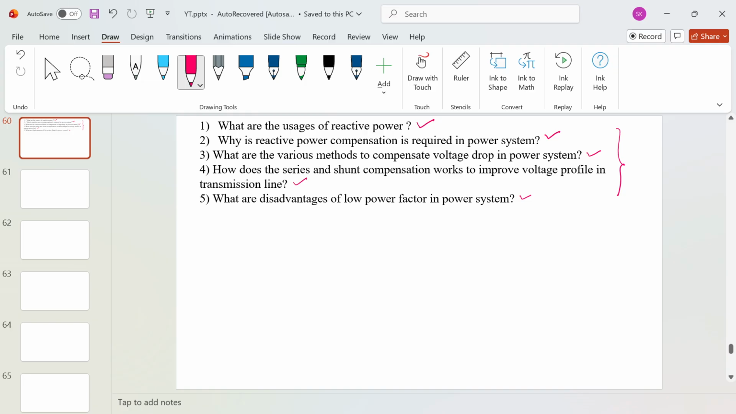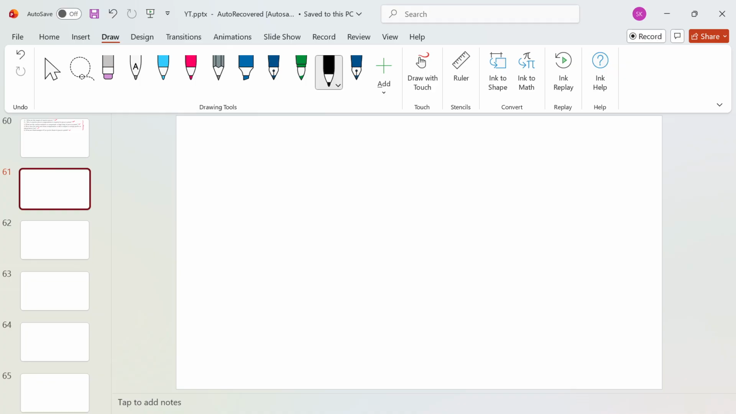So let me start with the first question. What are the uses of reactive power in power systems, even in machines? Basically, in one sentence, what is the requirement of reactive power? See, you cannot transfer the active power without having any reactive power. I will take a few examples, then this point will be clear to you. So let me take the example of a transformer first.